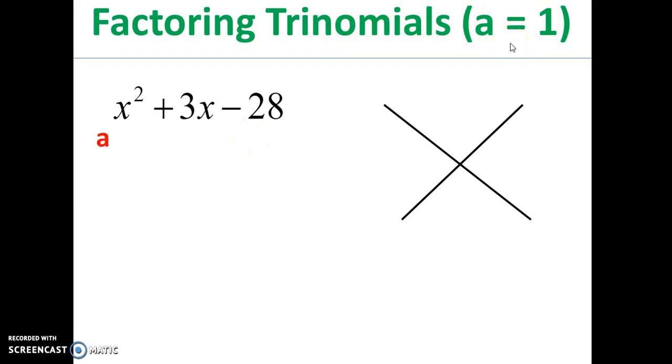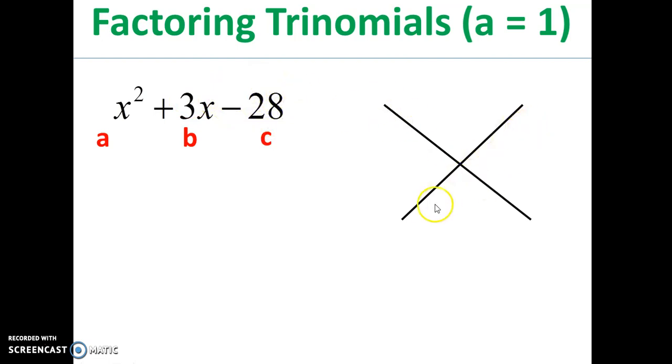So what does that mean? First of all, a is the first coefficient. In this case, we don't see a number there. We have 1x squared, so that's a 1 there. The b value is the second coefficient, 3, and the c value is the third coefficient, negative 28.